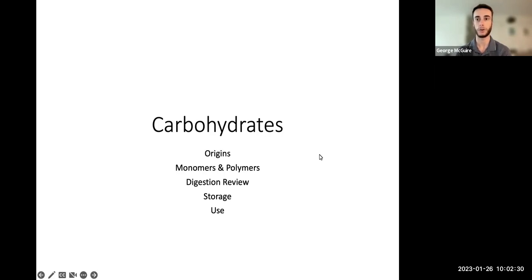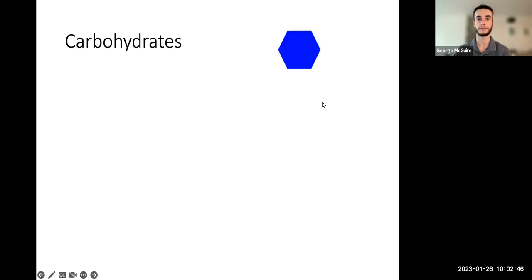I want to discuss the origin, so where our carbohydrates come from, the different monomers and polymers, so the building blocks that make up these larger carbohydrates that we're typically consuming. A little bit of review about how these carbohydrates are digested, and then where they're stored and how they're used.